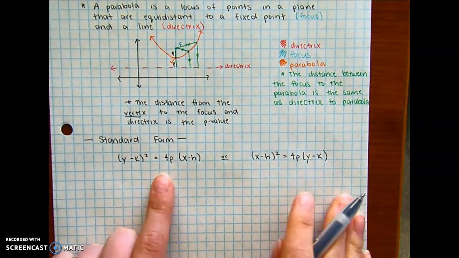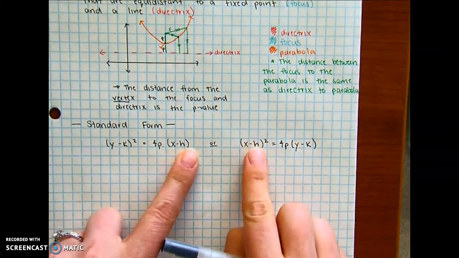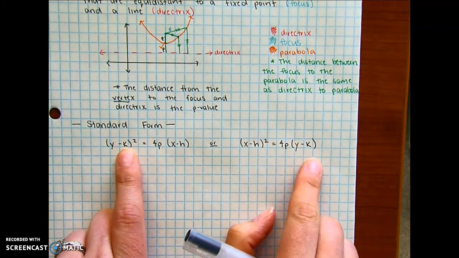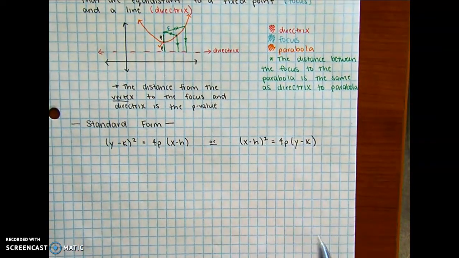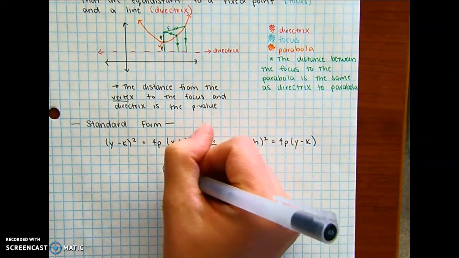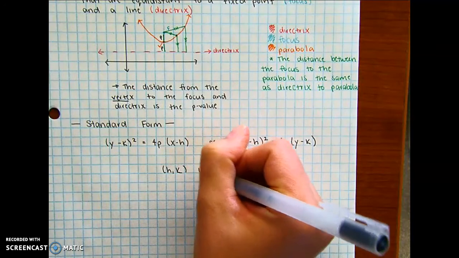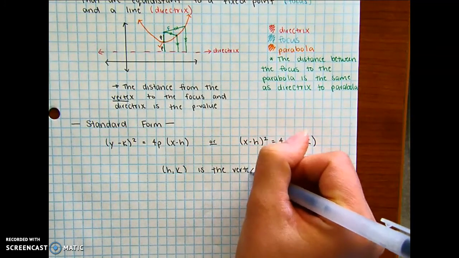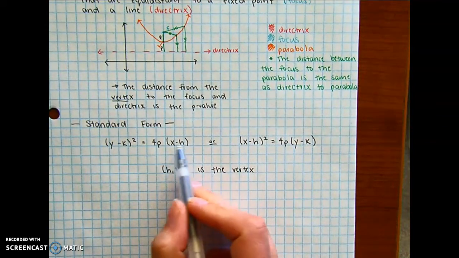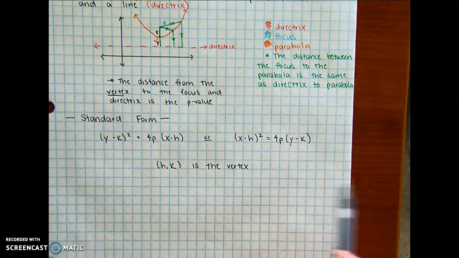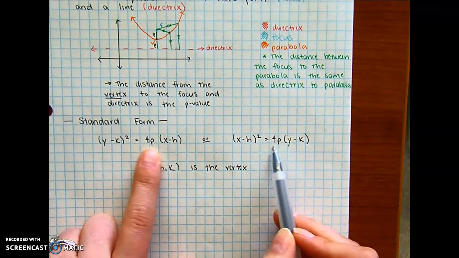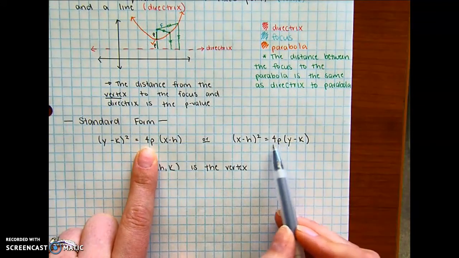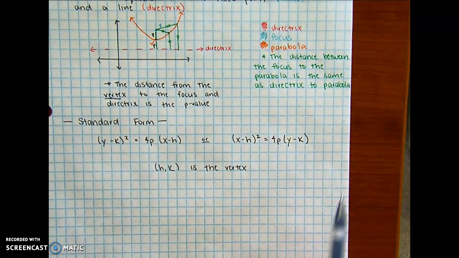Okay, now a couple things to notice. h is always going to be with my x value, whether it's squared or not. k is always going to be with my y value, whether it's squared or not. And that's because h comma k is the vertex. So it makes sense that h is with the x values, k is with the y values. The 4p is always going to be with what is not being squared. So because this side is being squared, the 4p will be multiplied by the other set of parentheses.